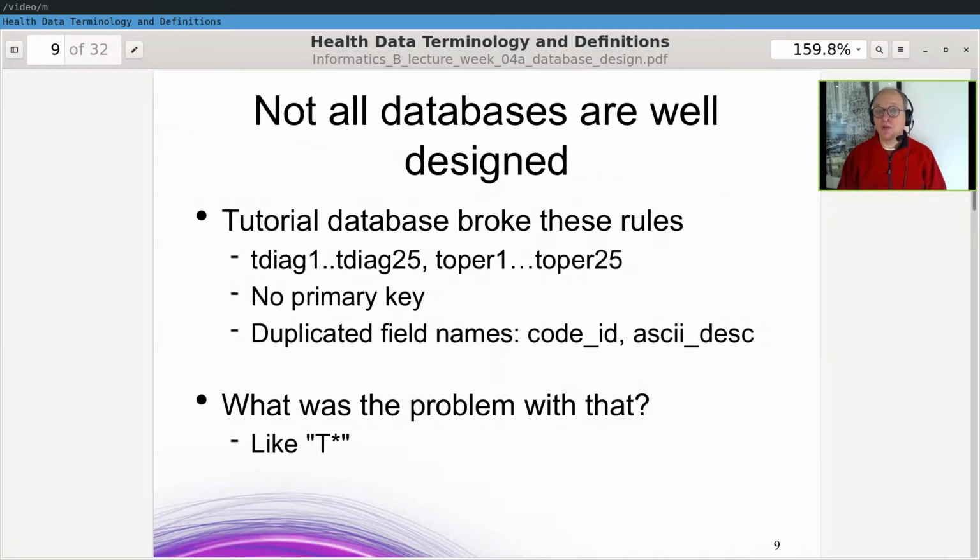For example, the tutorial database broke these rules. We had 25 things in one line. You're supposed to put that into another table going the other direction. It didn't have a primary key. There were duplicated field names. And so what was the problem with those things? Well, code ID was just a little hard to figure out what it meant. But the problem with the TDAG 1 to TDAG 25 was that you had to look in 25 different columns to find out if something existed. And that it was really inefficient and prone to error and much easier.